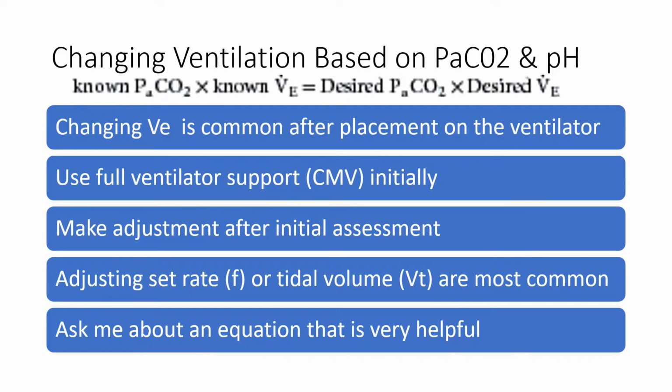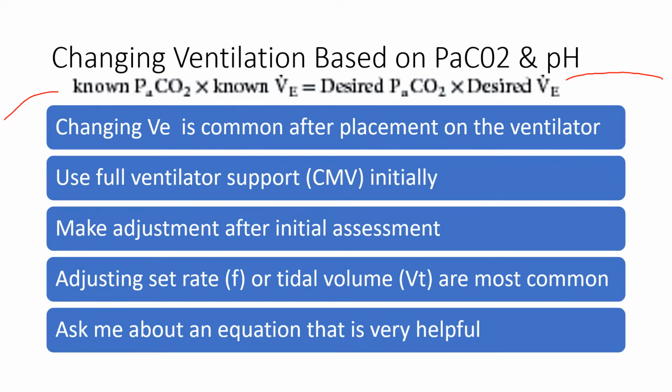So how do we make changes based upon the CO2 level and the pH? Well, here's the calculation. Do you see it here? This is one of your favorite best friend calculations in mechanical ventilation: the known CO2 times the known minute ventilation over the desired CO2. So when we're looking at this, we can really see ultimately what we need to change their minute ventilation to in order to get our desired pH.